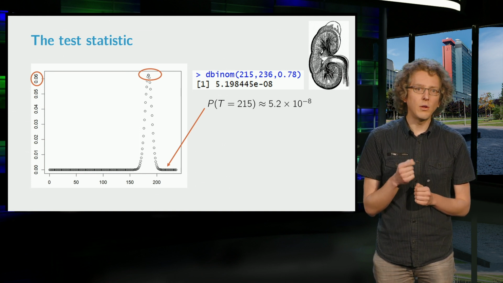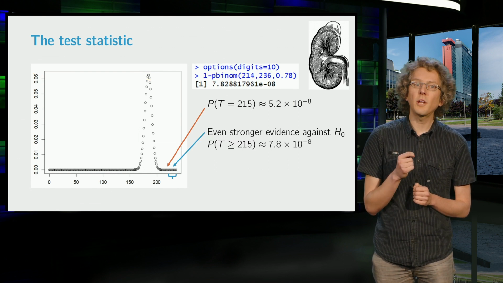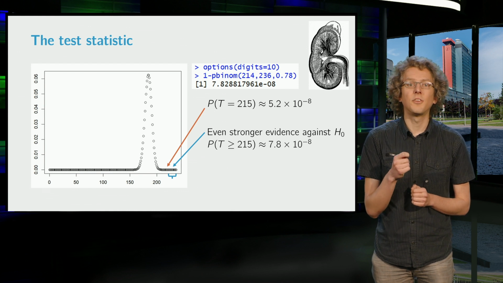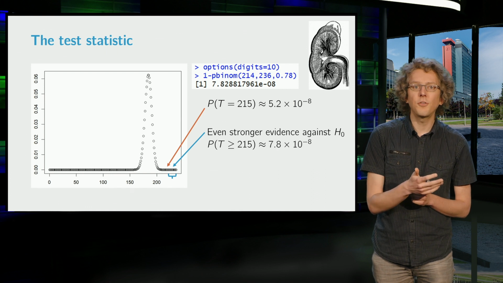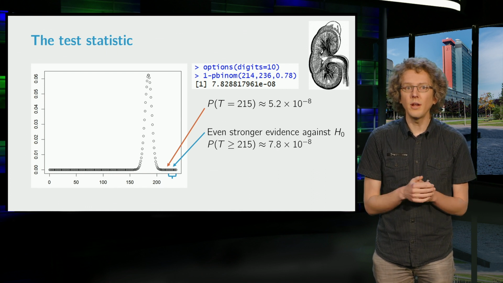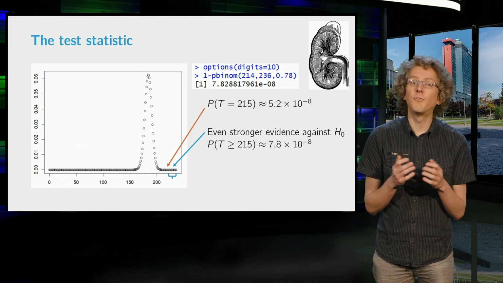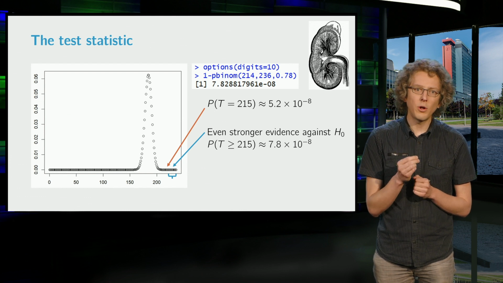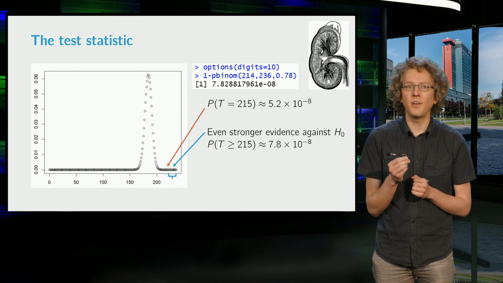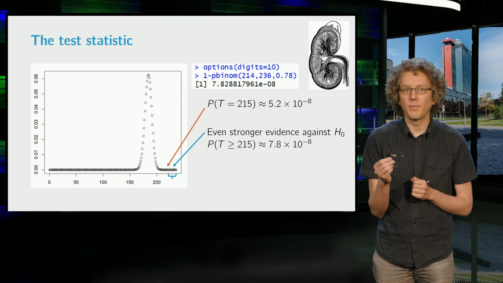So, rather than looking at the probability that T equals 215, we will look at the probability that T is at least 215. The argument for this is that an even larger observation, like 220, would be even more convincing. It would be even stronger evidence for rejecting H0. So, in this way, we are checking how extreme our observation is by considering the probability of getting our observation, or an even more extreme one.